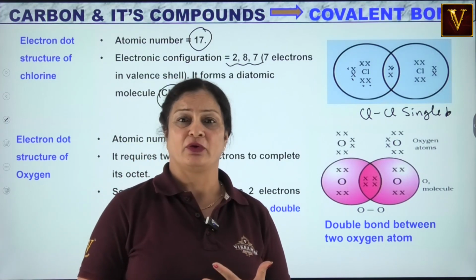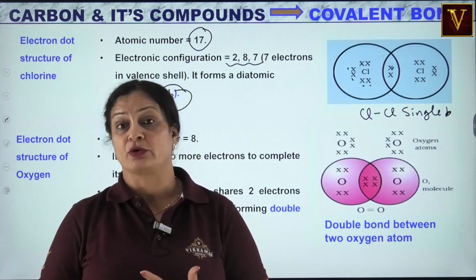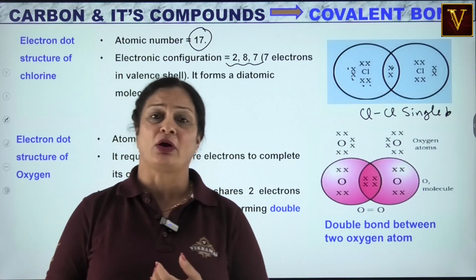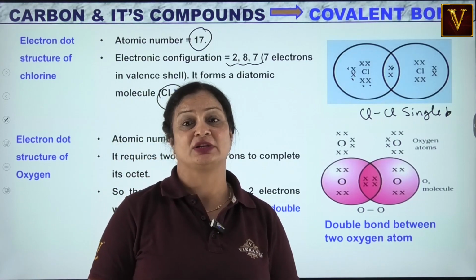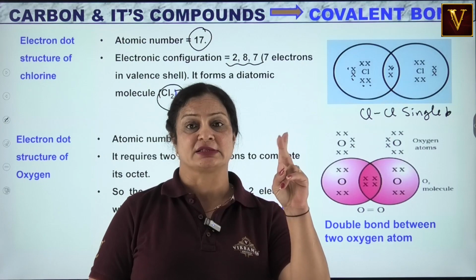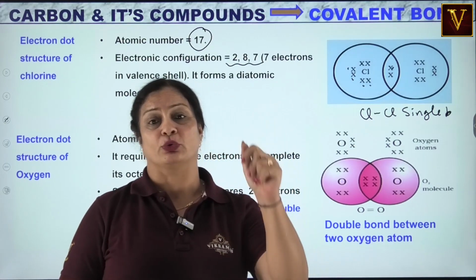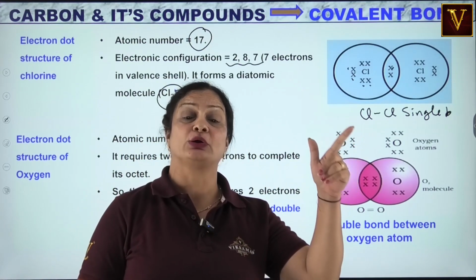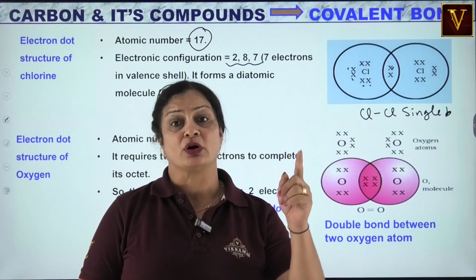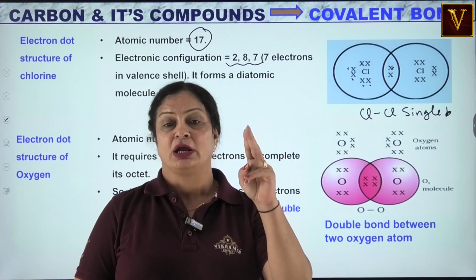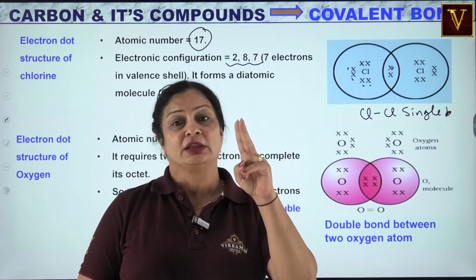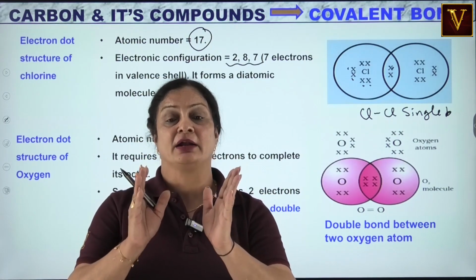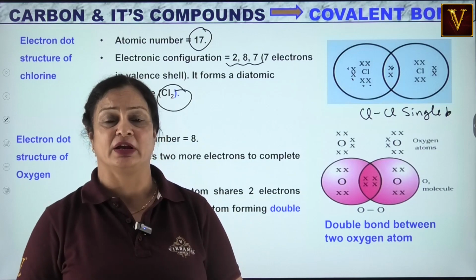What is the atomic number of oxygen? 8. Its electronic configuration is 2, 6. How many electrons are required by oxygen to attain noble gas configuration? Yes, only 2. Why only 2? Because oxygen already has 6 electrons in its outermost shell. If oxygen gains 2 electrons, then its outermost shell has how many electrons? 6 plus 2, 8. And 8 means noble gas configuration.